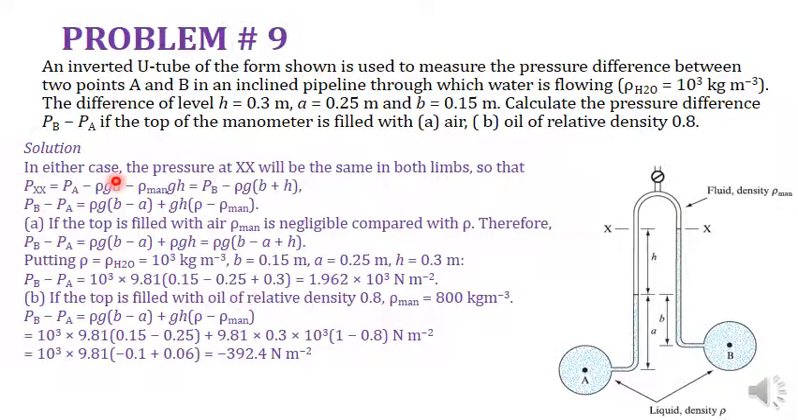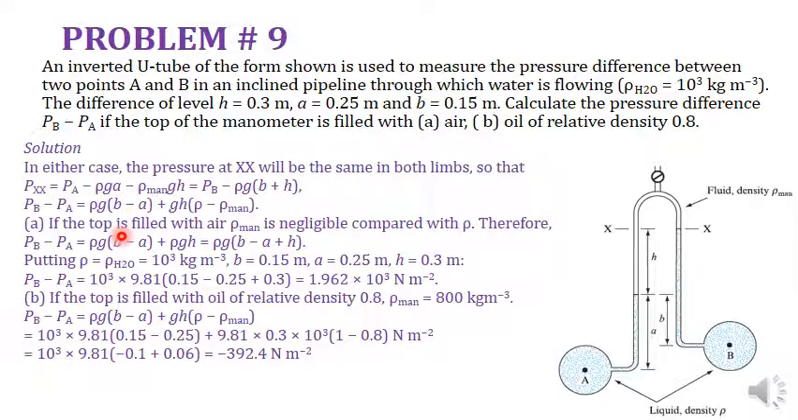In either case, the pressure at XX will be the same in both of the limbs, since we have a cross section there. On the other side, we need to determine it. So on the left-hand side it will be PA minus rho g A, minus rho manometric g, and on the right-hand side it will be PB minus rho g (B plus H). These equations are the same, taken from part B. So PB minus PA will be this equation.